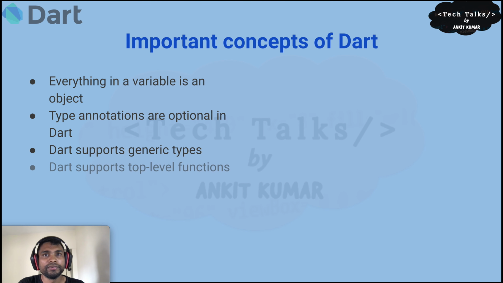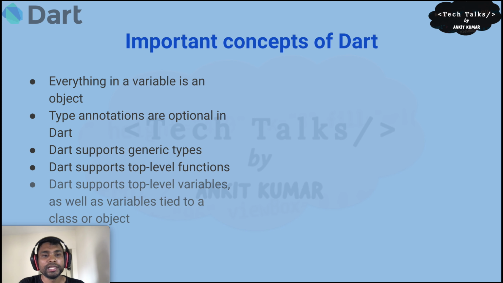Dart supports top level functions such as the main function, or else you can create static methods or instance methods. Static methods are tied to a class and instance methods are tied to objects. You can also create functions within functions, which are called nested functions or local functions. Similarly, Dart supports top level variables, as well as variables tied to a class or an object. Variables tied to a class are called static variables and those tied to objects are called instance variables. Instance variables are sometimes known as fields or properties as well.